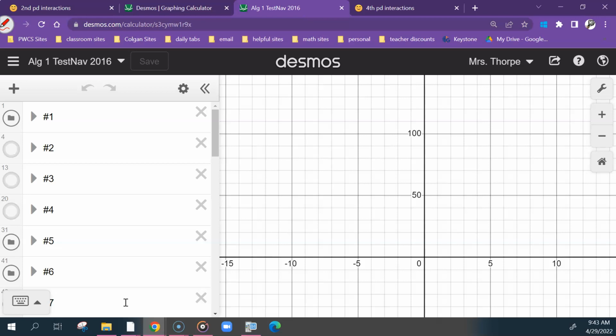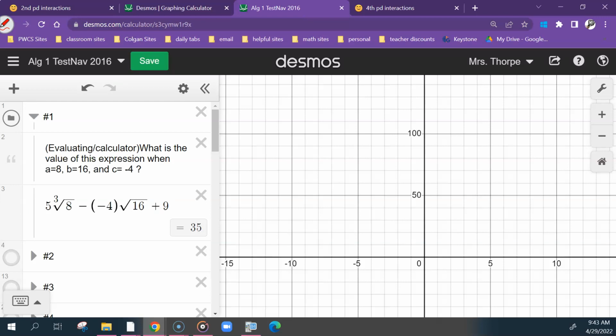Alright, so I'm going to show you Desmos tricks for as many of these as I can. For number one, that is an evaluating problem. So you would need to know that evaluating means putting numbers in, figuring out what that is. So you could use Desmos to do that, and it will tell you what the answer is.